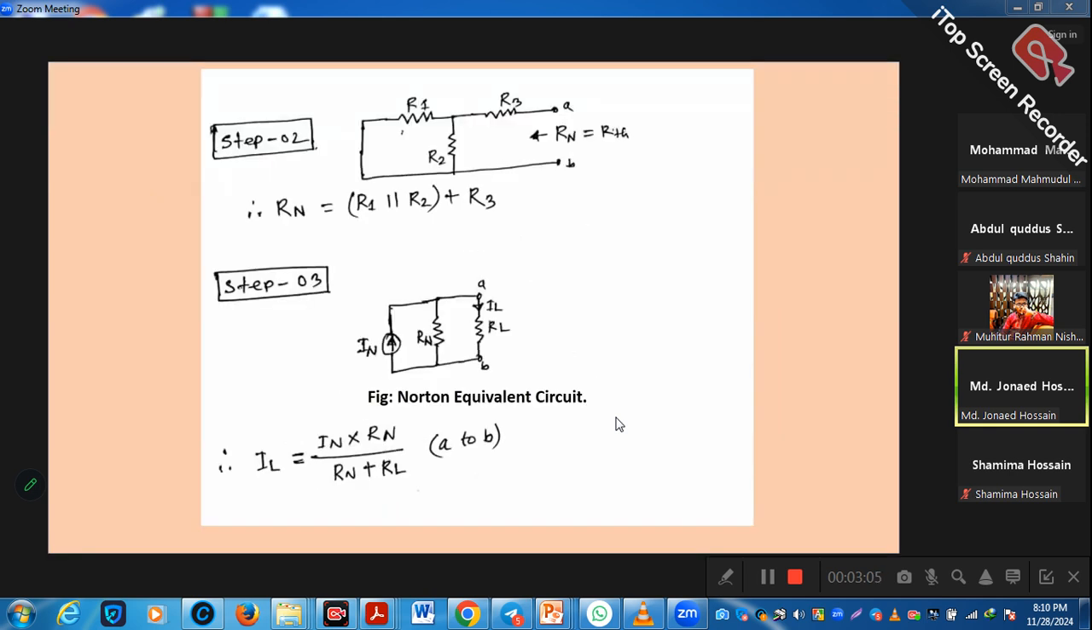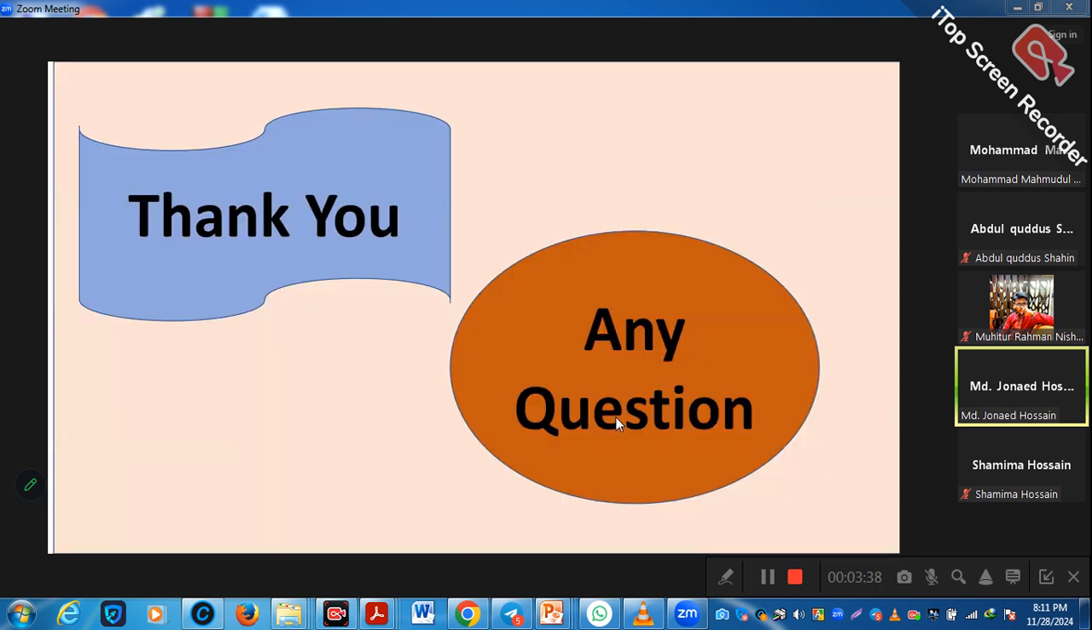Step 2. Now I calculate RN, the Norton resistance. RN equals R1 in parallel with R2 and R3 in series connection. If you follow this equation, you can calculate RN. And step 3, this is the Norton equivalent circuit. And how do I find IL? IL equals RN times IN divided by RN plus RL, marking the terminals A to B.